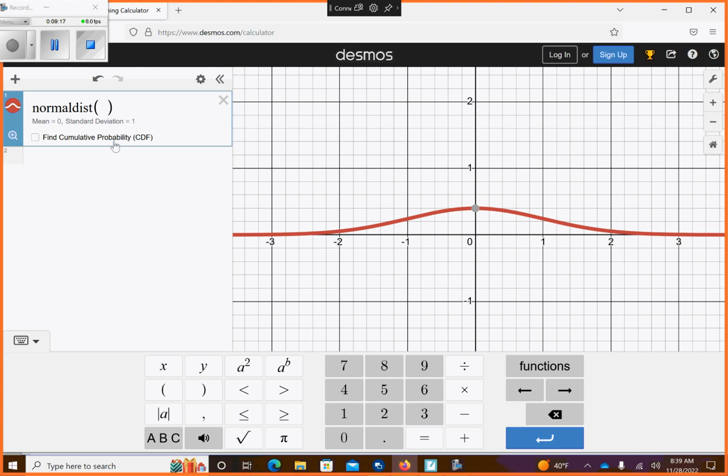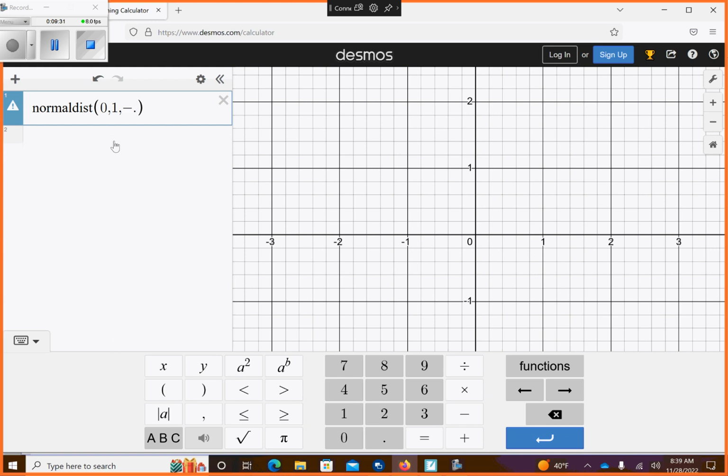Okay, I think the first thing you have to do is put what your mean would be. The mean in this case is 0. The normal standard deviation is 1. And then I'm going to do left and right bound. So I'm going to go negative 0.75, comma, and 0.25.